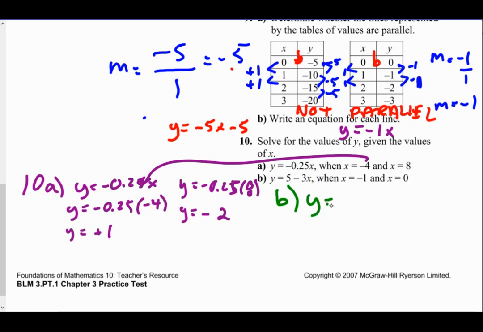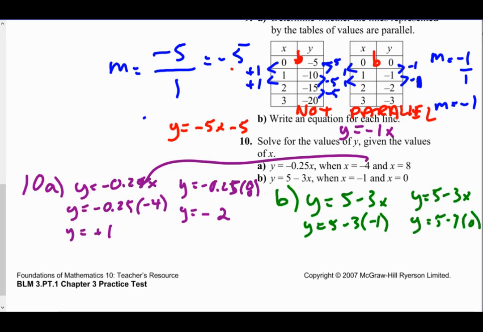Okay, now substitute for this one. Y equals, we can have that ready for both. So y equals 5 minus 3x. So for x, we put negative 1. And on this side, we're bringing the 0. I'm having trouble with these markers today. Y equals 5 plus 3. Y will be 8.